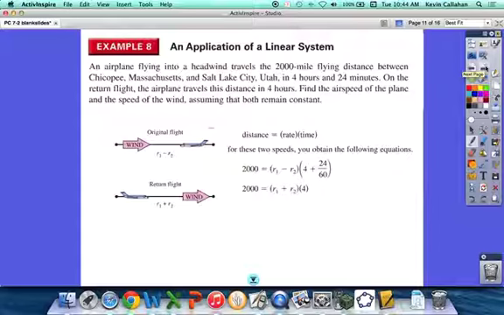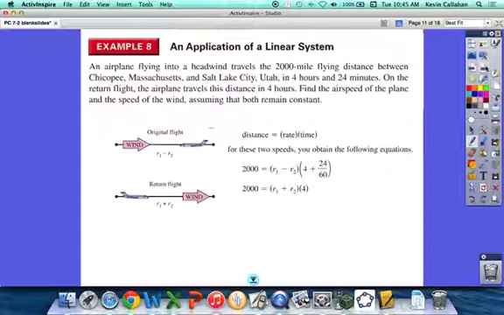Okay, now we do a couple word problem kind of things. Most of the time, if there's a word problem like this, you can bet there'll be a homework problem like this. And it solves almost identical. In this case, it's talking about airplanes flying into headwinds. It says an airplane flying into a headwind travels 2,000 miles flying distance between Chicopee, Massachusetts, and Salt Lake City, Utah, which I used to live there for 2 years, in 4 hours and 24 minutes. On the return flight, the airplane travels this distance in 4 hours. Find the airspeed of the plane and the speed of the wind.